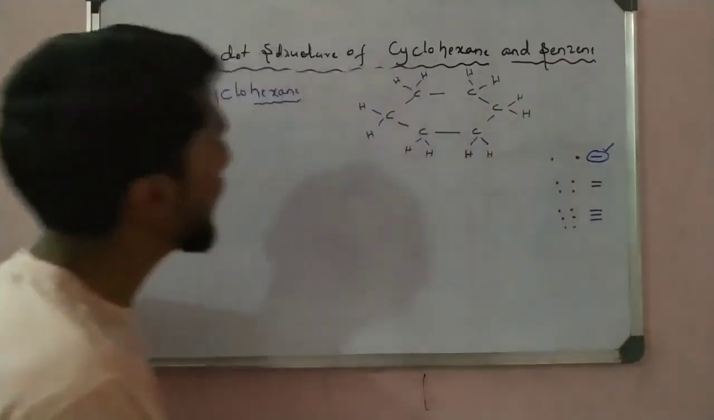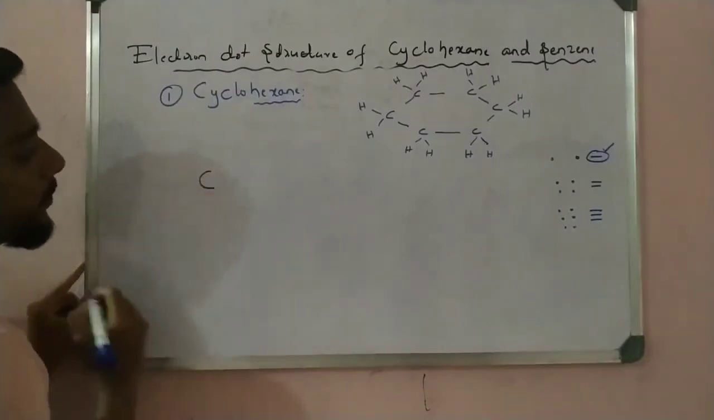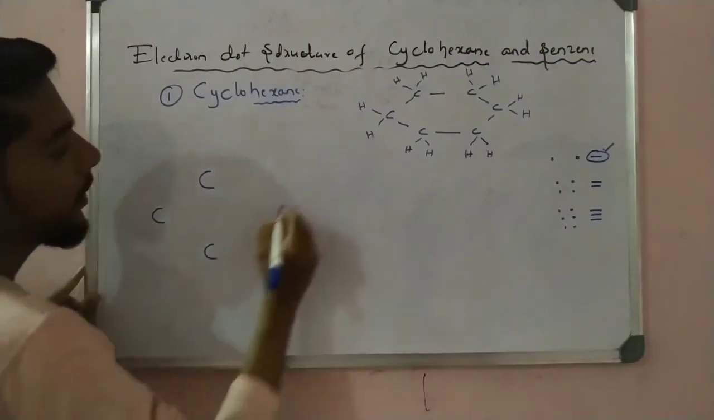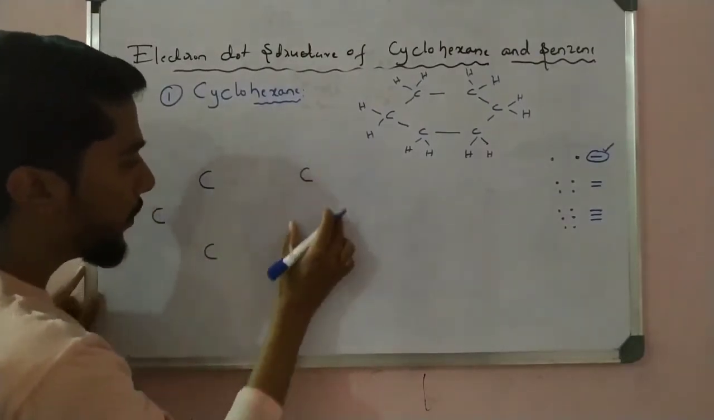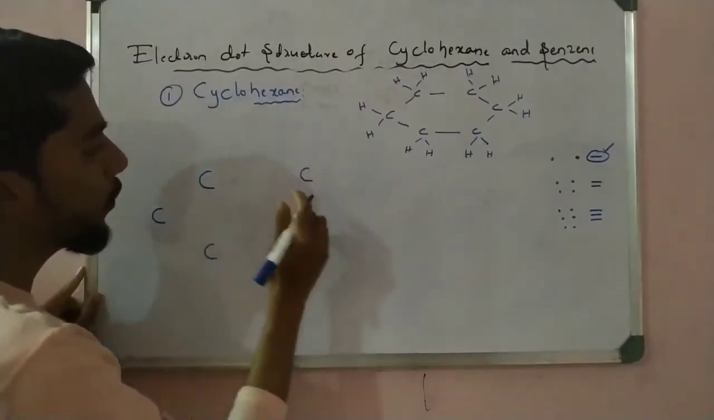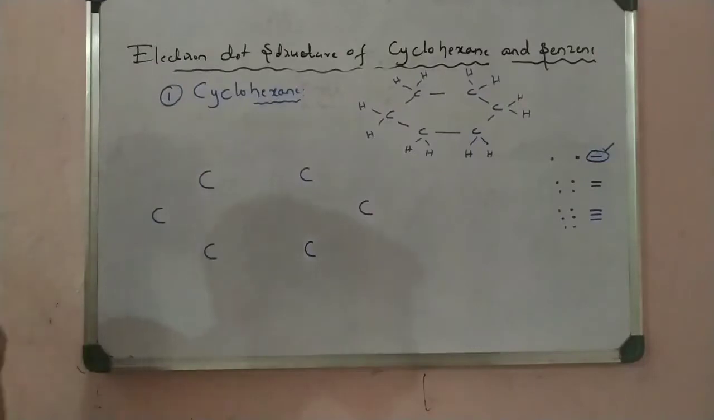So I can draw it right here. See here, 1 carbon, 2 carbon, and then the 3rd carbon like that. Then one carbon exactly below, that is the second carbon, 1 2 3 4, the fifth carbon, and here the sixth carbon. Okay, this is the first point.